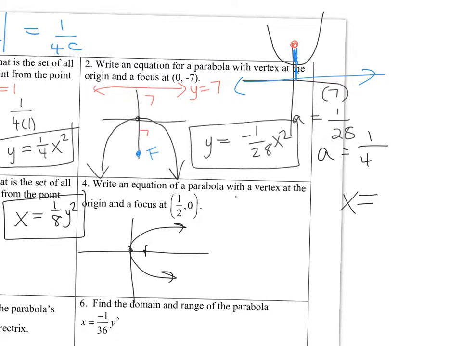So I use my formula 1 over 4 times C. So C, the distance, is 1/2. So this is 1 over 2. So I want to get what my A is. So it's x equals 1/2 y squared because it's positive. It's on the x-axis.